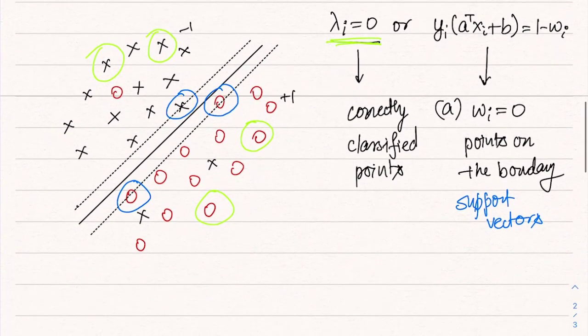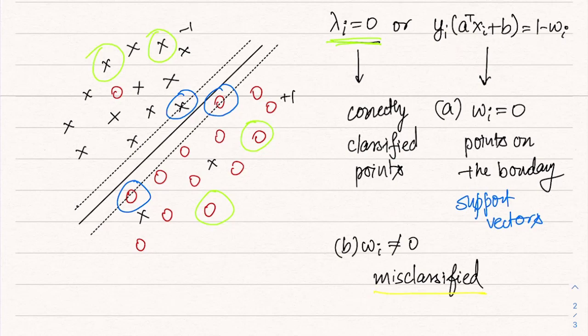And finally, the third set of points is for which wi is not equal to 0, and we already know that these are the misclassified points. So the misclassified points are these. So there are three sets of points. One is the correctly classified points that are inside the boundary. The other is the correctly classified points that are on the boundary. And the third is the misclassified points, which are on the wrong side of the boundary.